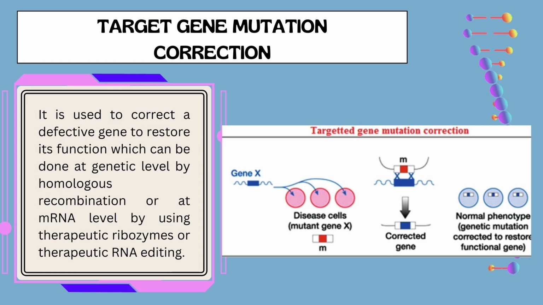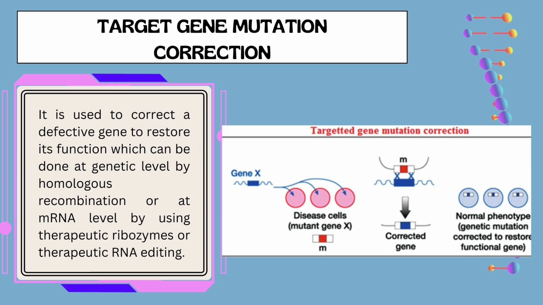Una, yung genetic level o yung homologous recombination, kung saan yung homologous recombination is a natural process where similar DNA sequences are exchanged between two DNA molecules. In gene therapy, this process can be harnessed to replace a defective gene with a functional copy.